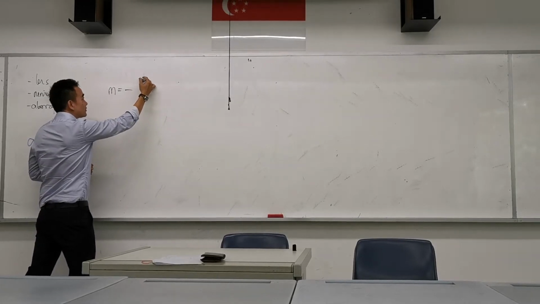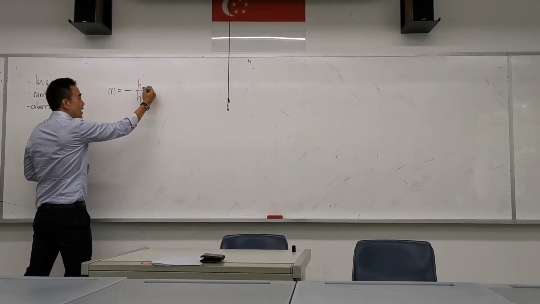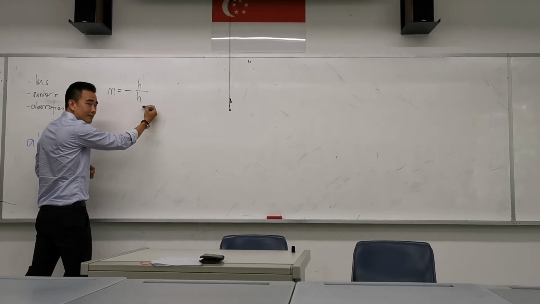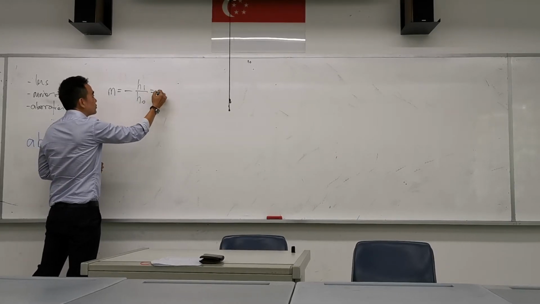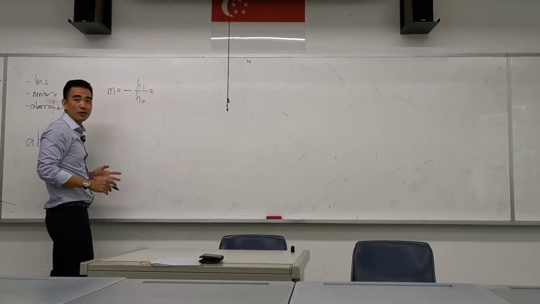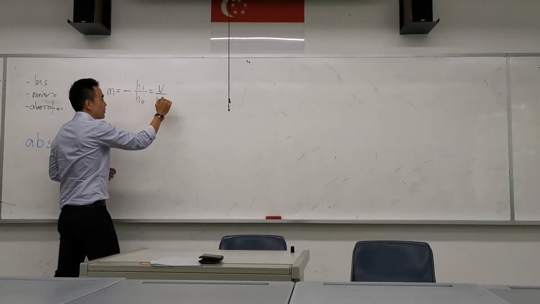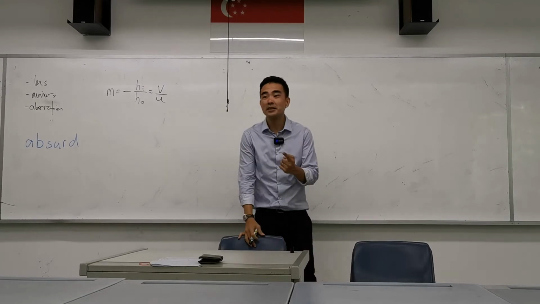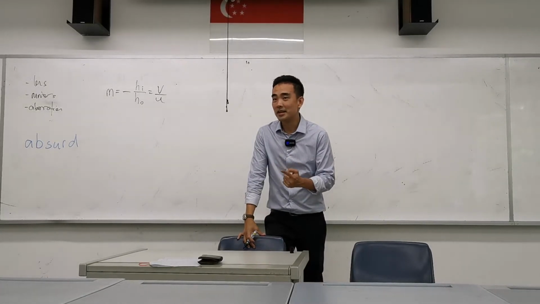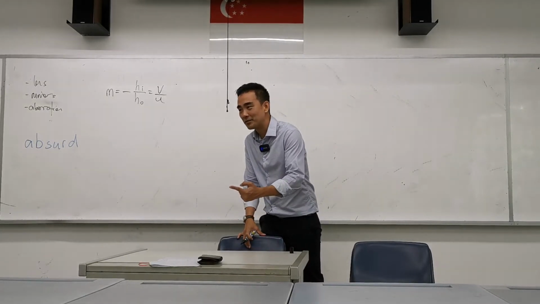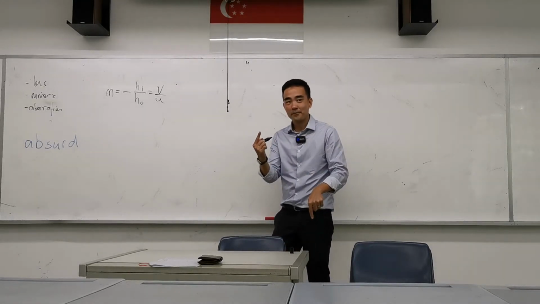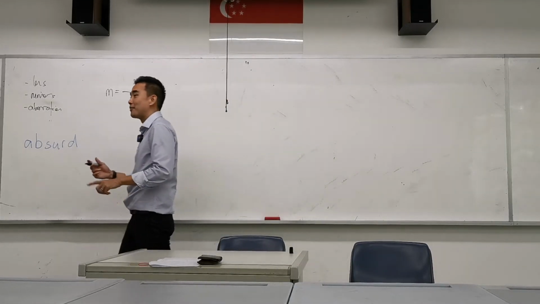Minus height of image over height of object, right? Is it equal to v upon u or u upon v? V upon u. What does the negative sign mean? It means that if it is a negative magnification, it is inverted, correct? Positive magnification means that it is upright.